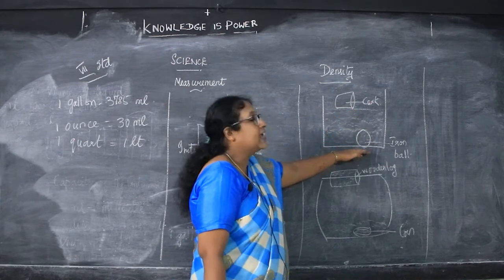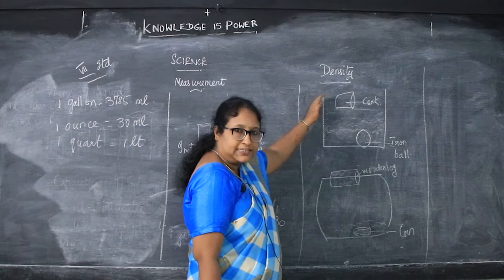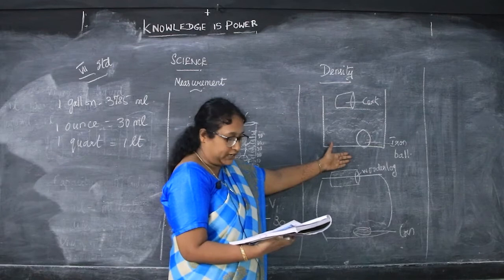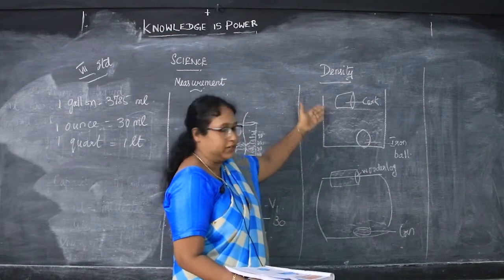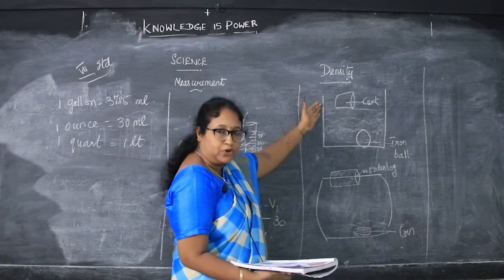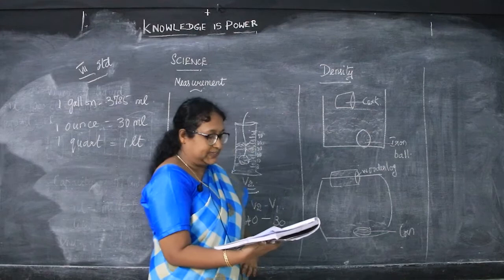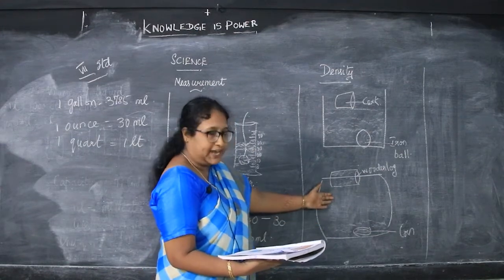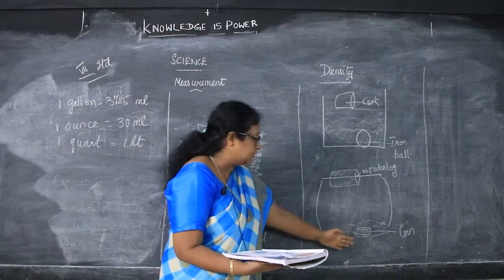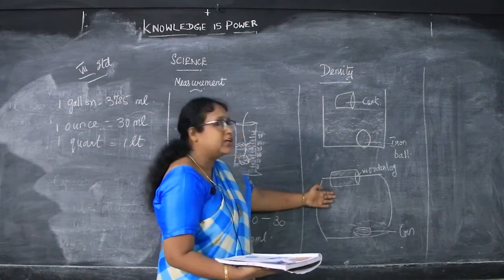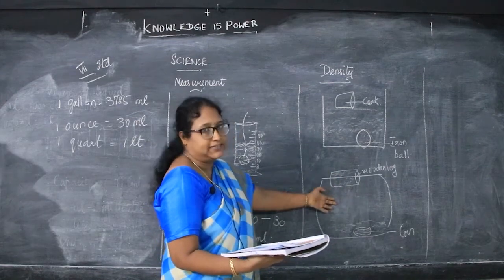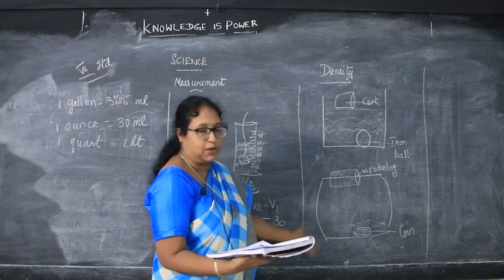That the iron ball is heavier than the cork, so the cork is lighter. So we know that heavy objects sink in water and lighter objects float in water. The iron ball is heavy, so it sinks. The cork is lighter, so it floats. But now, the wooden log is heavier and the coin is lighter, yet it is the opposite: the coin, which is lighter, sinks, and the wooden log, which is heavier, floats. So we have to see what the concept is. After this, we will understand the concept of density.